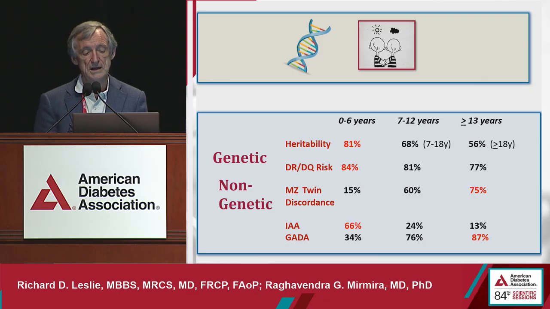In contrast, glutamic acid decarboxylase autoantibodies, GADA autoantibodies, are found less frequently in those who are under 7, more frequently in those who are over 13. So there's a clear distinction here between genetic effects and insulin autoantibodies in younger people and non-genetic effects and GAD autoantibodies in older people. Are these representative of endotypes or not?